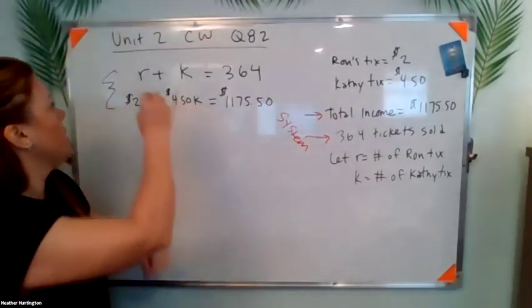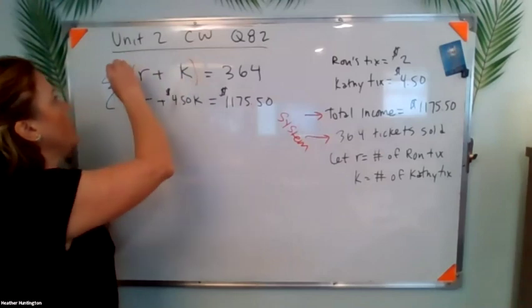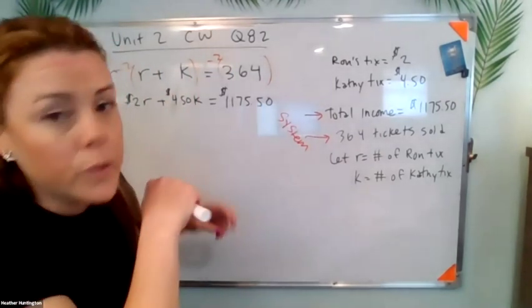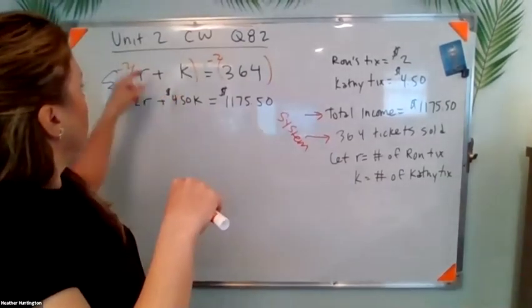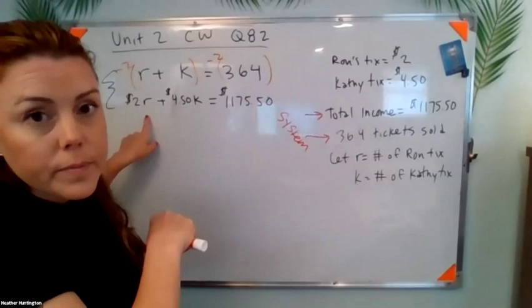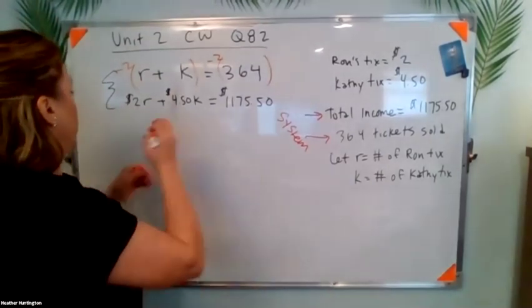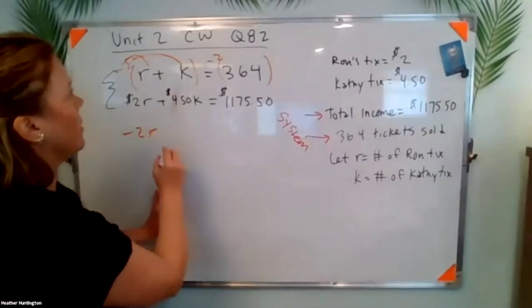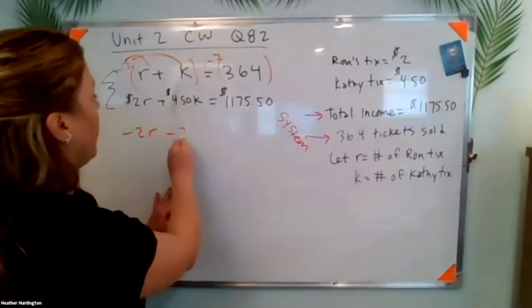That would be the smallest, easiest way, right? So you do -2. When you do -2, you then have -2R and 2R, right? So now what we have is, and you have to distribute, so you have -2R minus 2K.